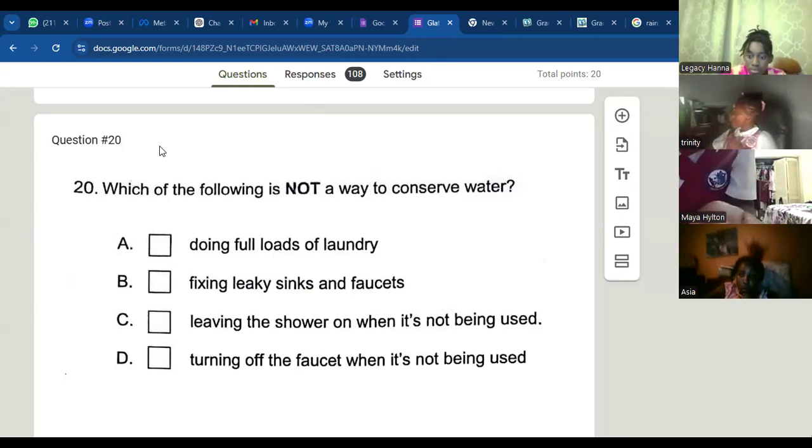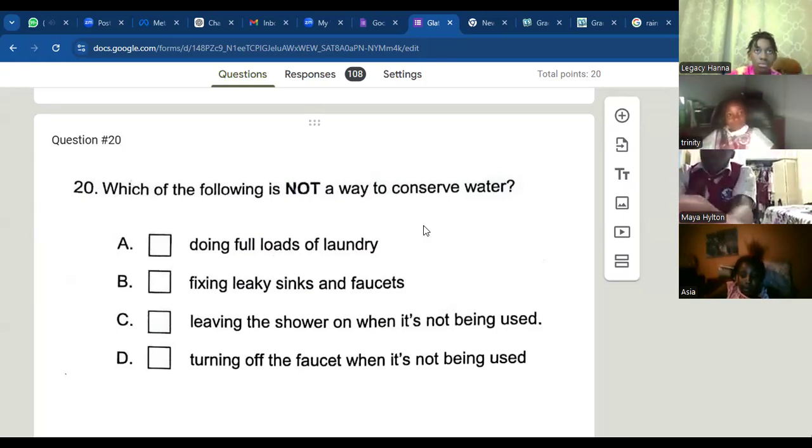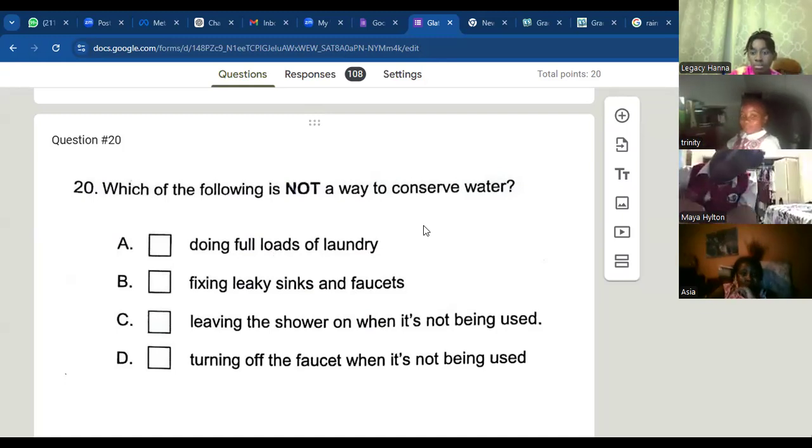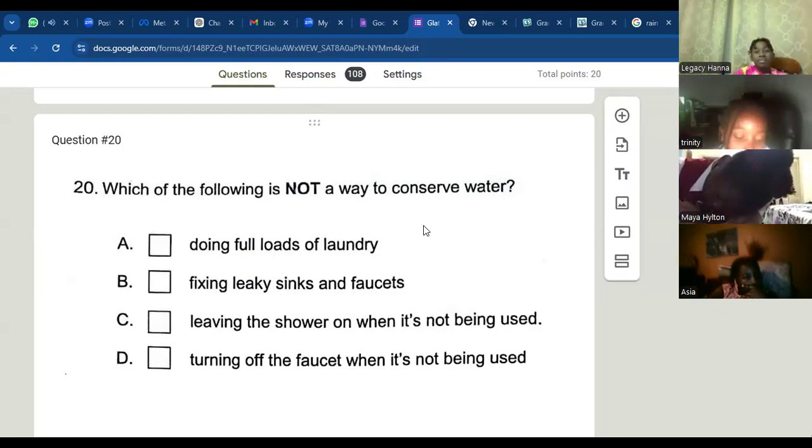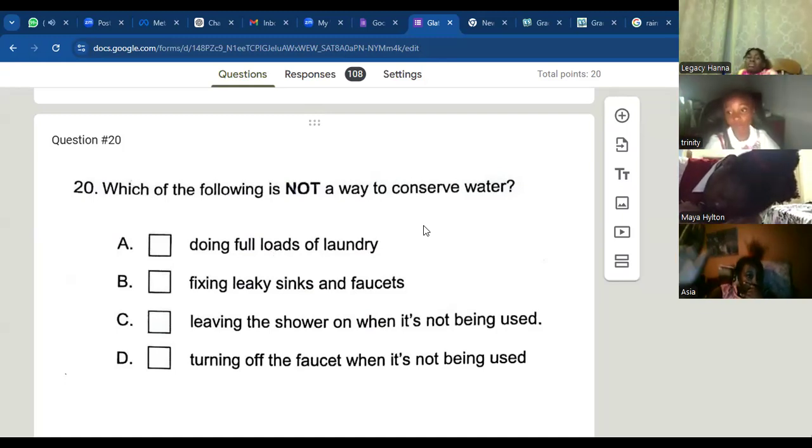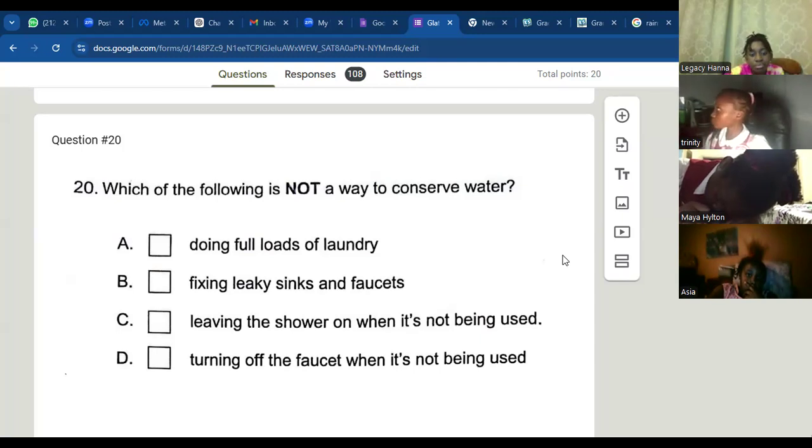Very good. Which of the following is not a way to conserve water? Put your answer in the chat for me, please. Lorenda, put your answer in the chat. Thank you, Trinity. Thank you, Asia. Which of the following is not a way to conserve water?